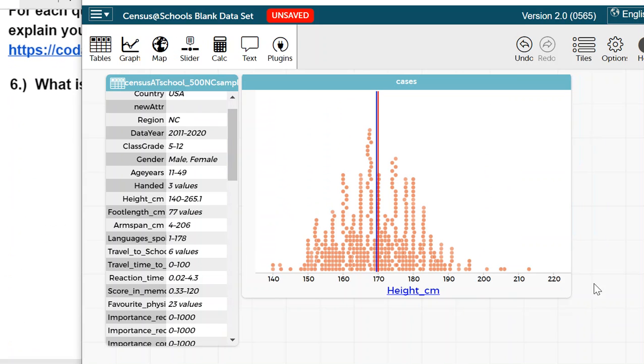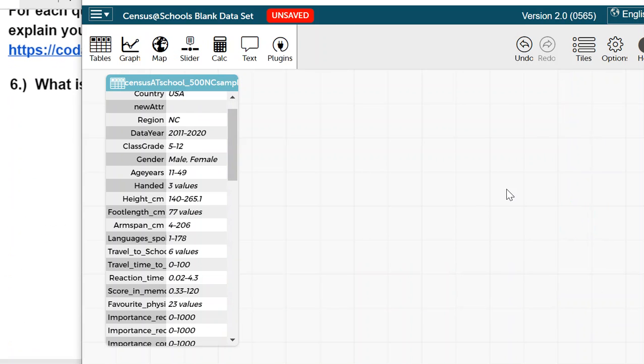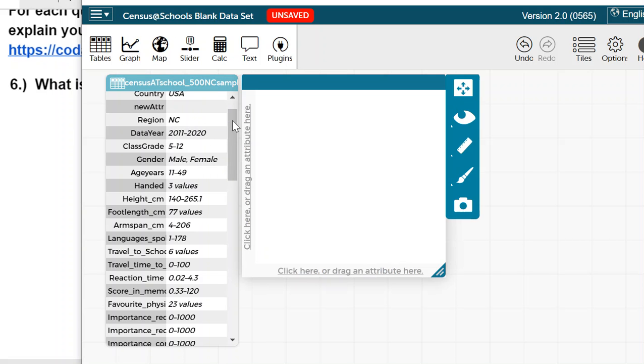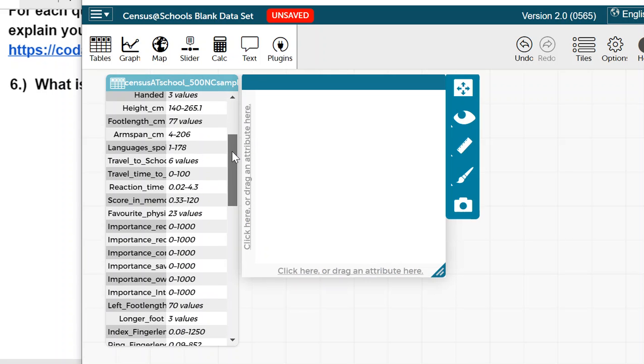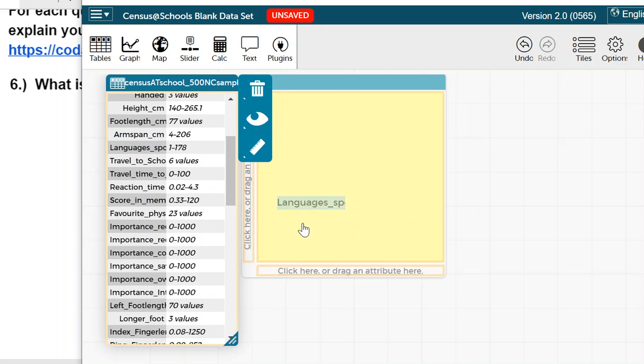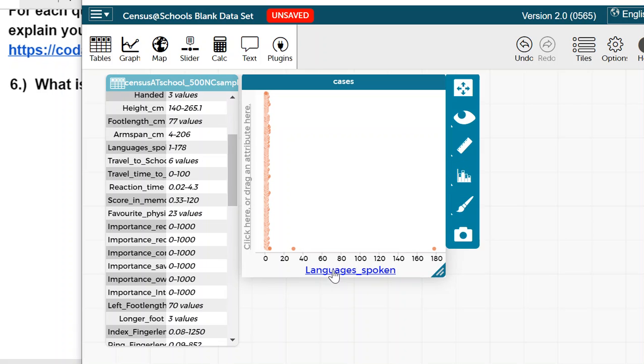Number 6, typical number of languages spoken. Now this was an interesting one that we did in class. Let's see now, languages spoken, there it is. And look how they all clump up there. Now I'm going to say this. I don't see somebody speaking 30 languages in high school. No, not unless you are some genius that memorizes everything you touch, much less 178 spoken.